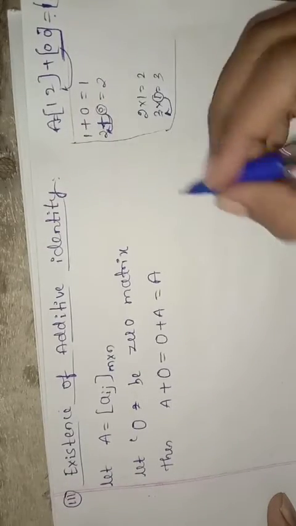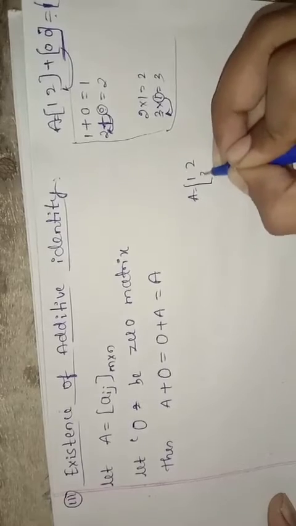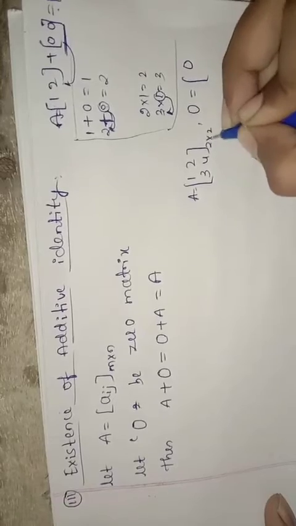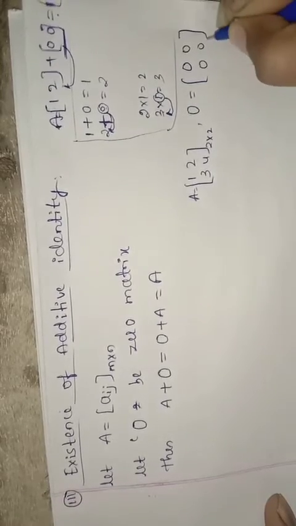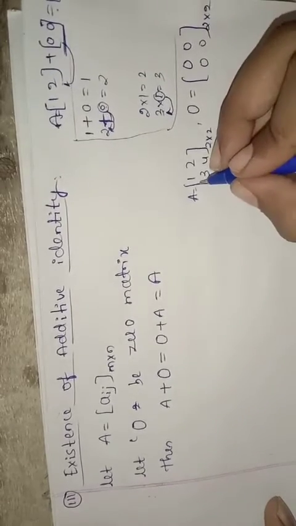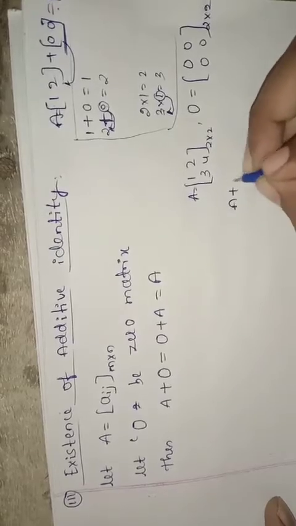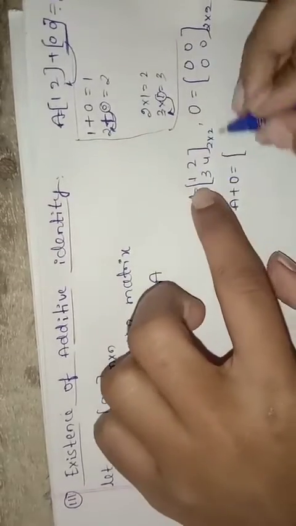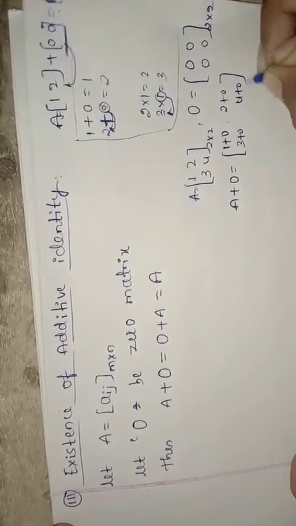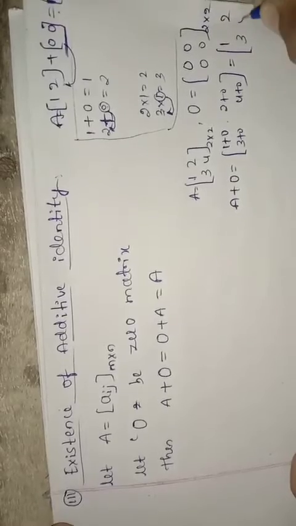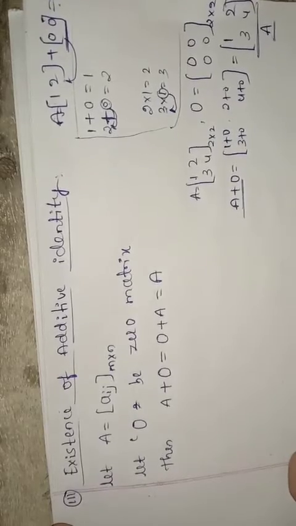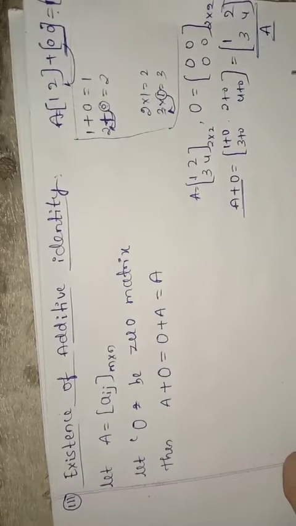Take for example A equal to 1 2 3 4, and the 0 matrix is of the same order. The 0 matrix must have the same order as A. Only when two matrices are of the same order can we add them. Therefore A plus O can be written as 1 plus 0, 2 plus 0, 3 plus 0 and 4 plus 0. That is nothing but 1, 2, 3, 4 again. So A plus 0 is again A. If you do 0 plus A, that is also A again.